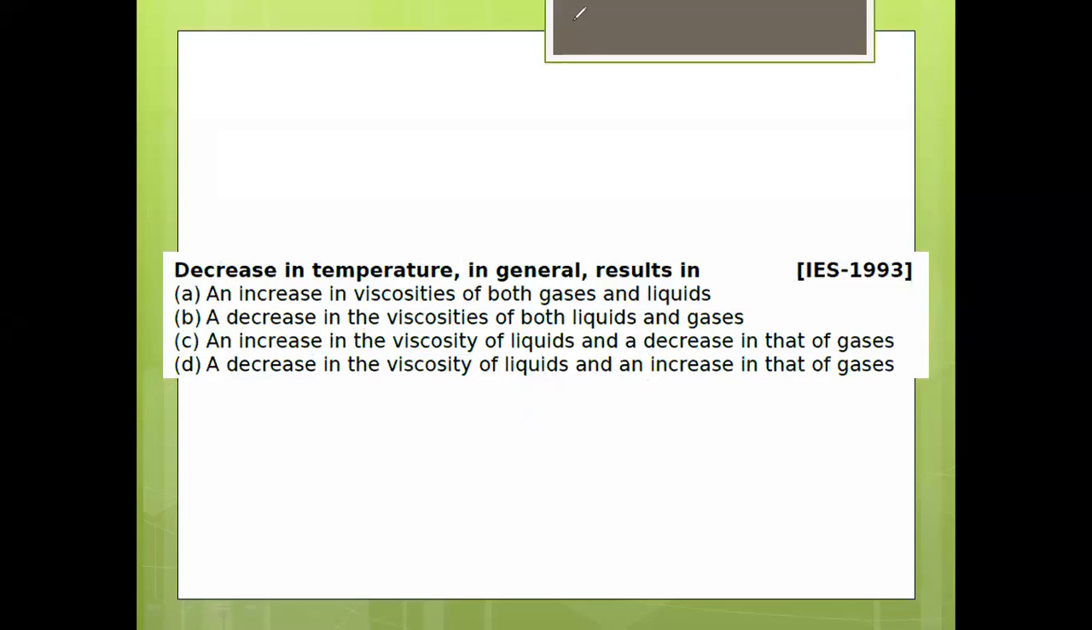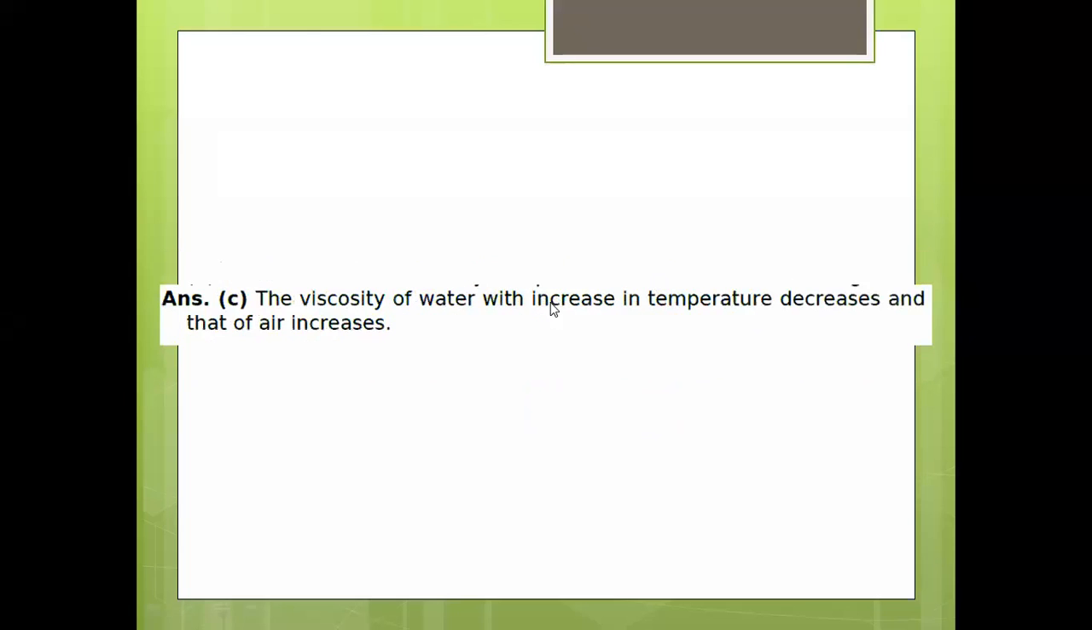So let us see the answer here. The option C is the correct one. The viscosity of water with increase in temperature decreases, and that for the air it increases.